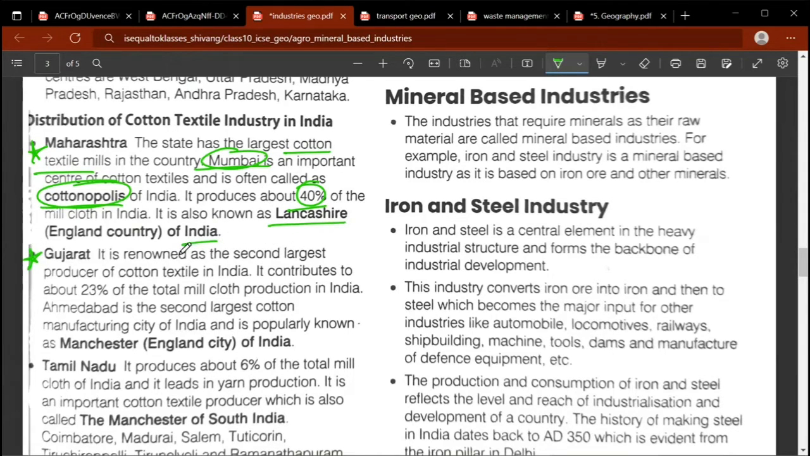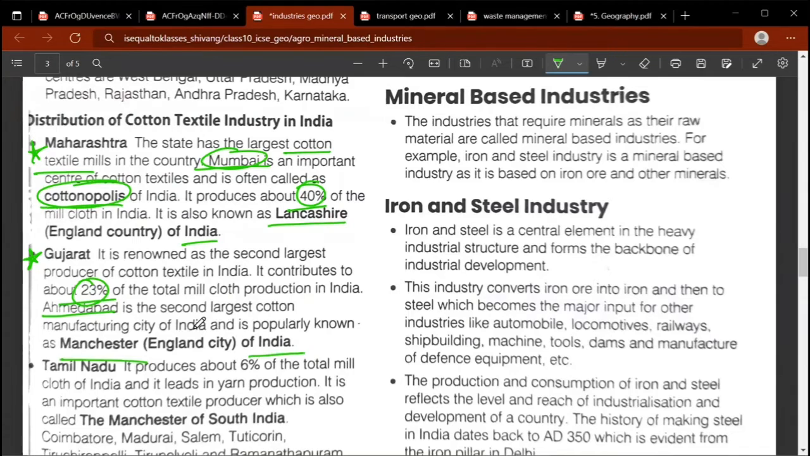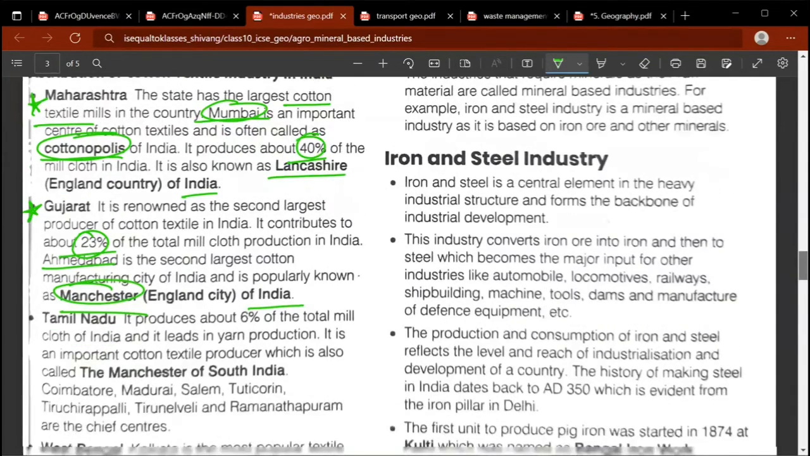It is renowned as the second largest producer of cotton textile in India. It contributes about 23% of the total mill cloth production in India. The most important city is Ahmedabad. It is the second largest cotton manufacturing city of India and is popularly known as the Manchester of India. So they may ask you this important term: which city is known as the Manchester of India.